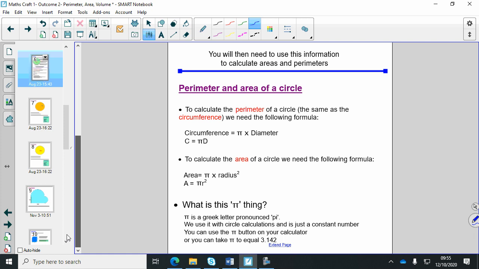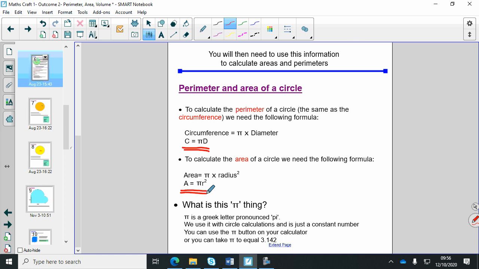To calculate the perimeter or the circumference of a circle, there's a special formula. The circumference is going to be pi times diameter. So C is equal to pi d. Now you need to be able to remember that. And the area of the circle, we're also going to use this thing called pi, and that is pi times the radius squared, or pi r squared.